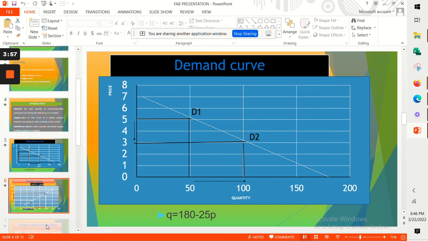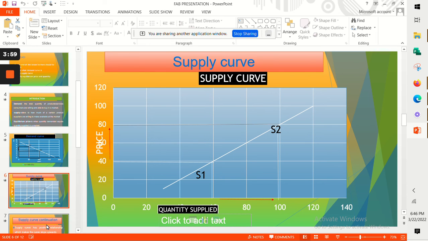And now we can look at the supply curve. The supply curve is the quantity of services suppliers are willing to make available in the market at a given price. And the supply curve is the opposite of the demand curve. You see this one is sloping from left to right, and you can see on the y-axis we have the price.